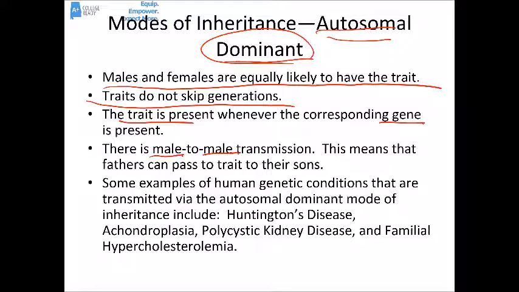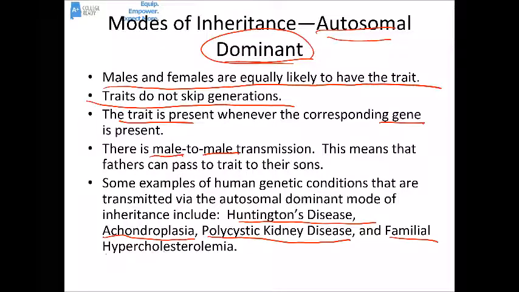There's several human genetic conditions that are transmitted this way. Oftentimes we talk about disorders transmitted this way. Huntington's disease is a neurological syndrome. Achondroplasia is a type of dwarfism. This is a very common type of kidney disease, very serious kidney disease. And this one is a form of really high genetic cholesterol that can cause very early heart attacks and strokes.